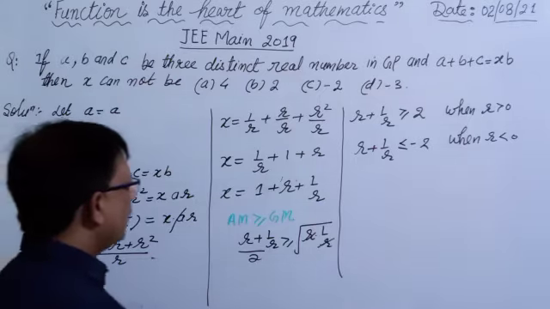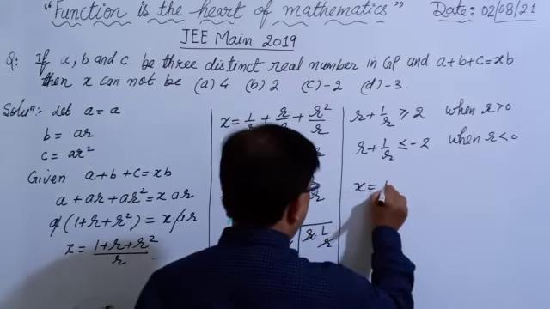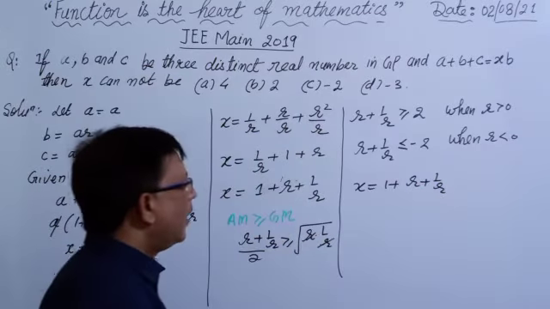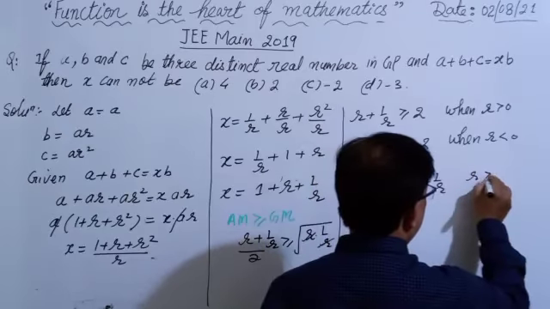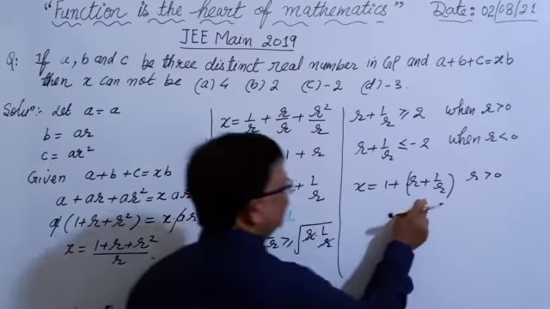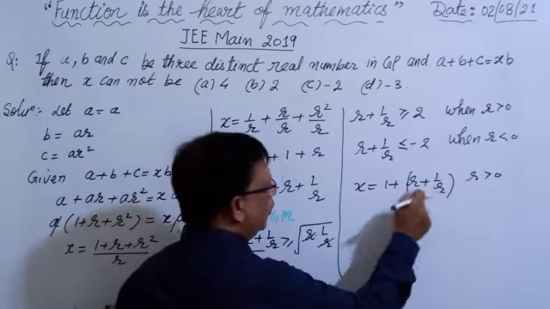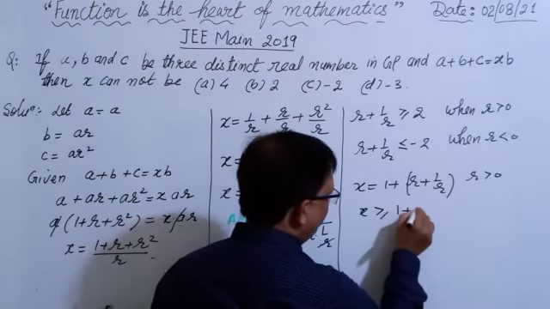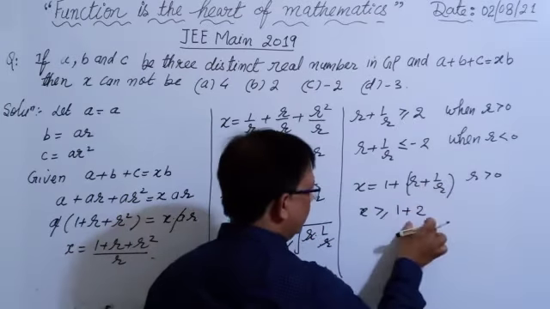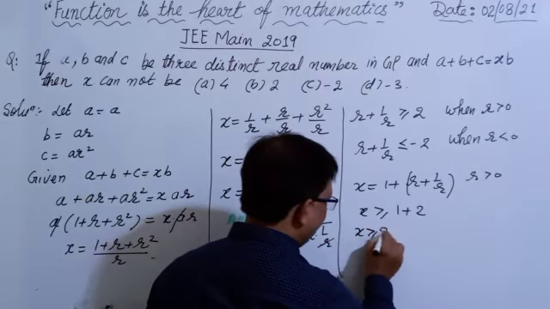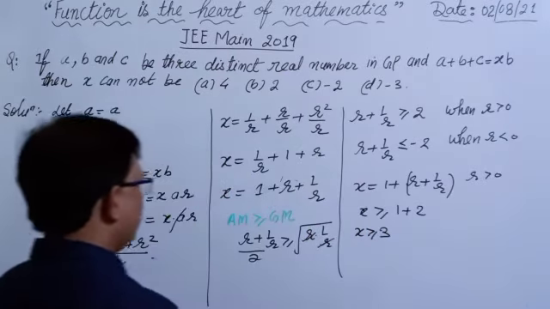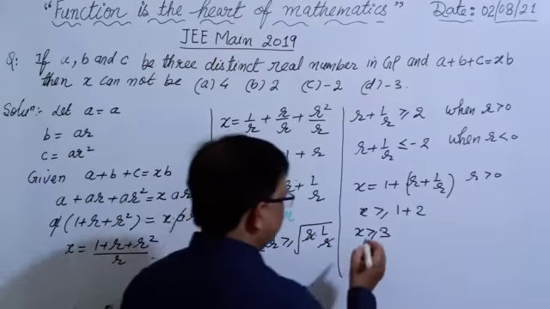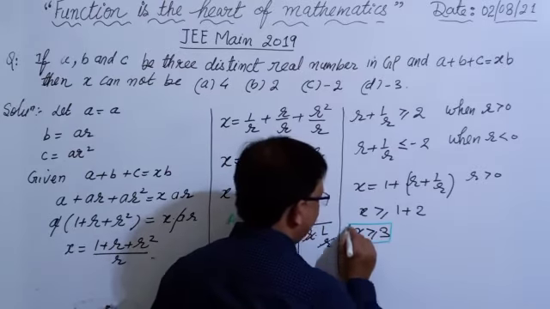Now students, here X is equal to 1 plus R plus 1 upon R. This is the value of X. And when R is greater than 0, this value is greater than or equal to 2. It means X is greater than or equal to 1 plus 2, which means X is greater than or equal to 3.